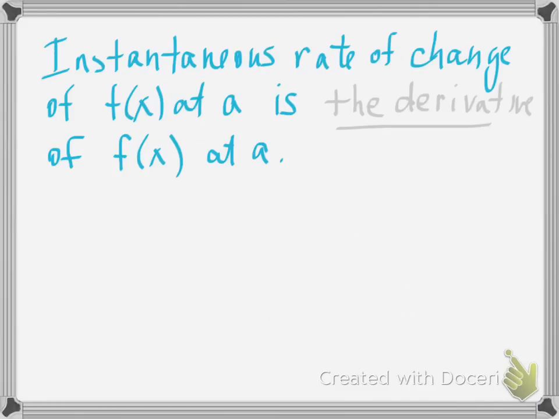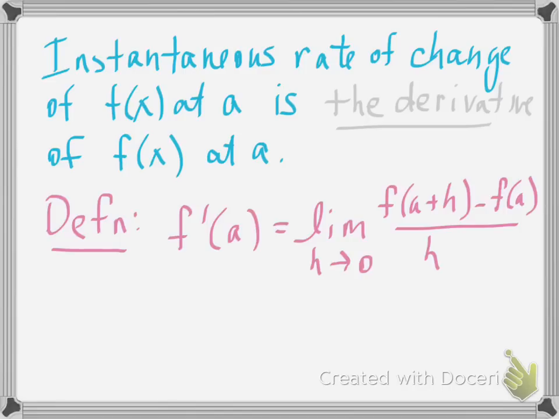Now, what we're interested in this section is the instantaneous rate of change of f of x at a, and that's what we're going to call the derivative of f at a. And so our definition is that f prime of a, the derivative of f at a, is the limit as h goes to 0 of f of a plus h minus f of a over h.